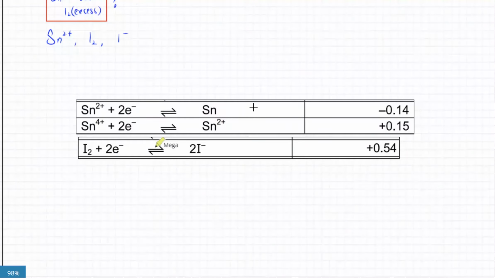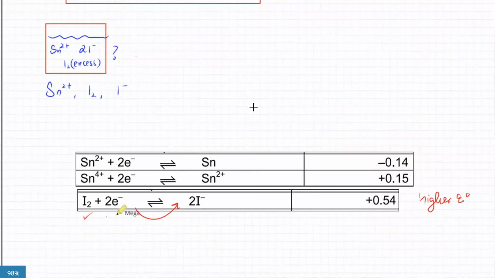So who gains electrons? The higher potential is the one that's going to gain electrons, so it's going to be iodine. That's the higher E naught. And I do have iodine. Remember, it was excess iodine that was added, so there is iodine remaining from the first reaction, and it's going to gain electrons. And the lowest one is going to lose electrons. The lowest at the moment is this one, and it's the one that's going to lose electrons.